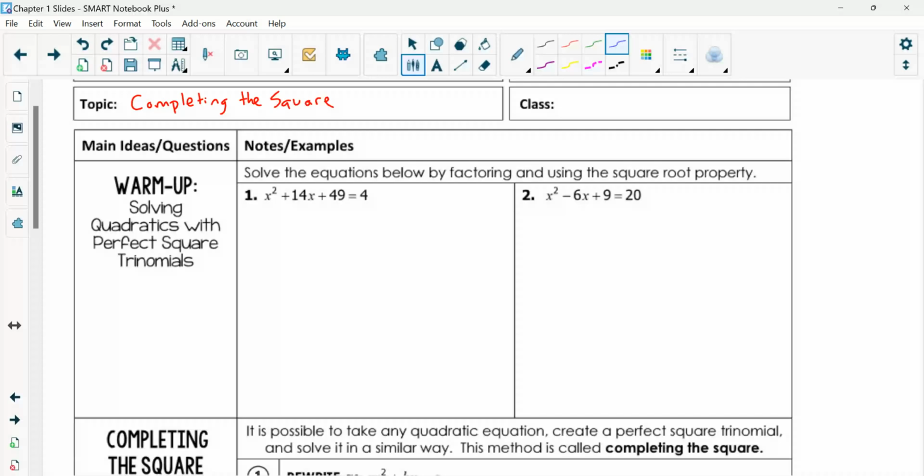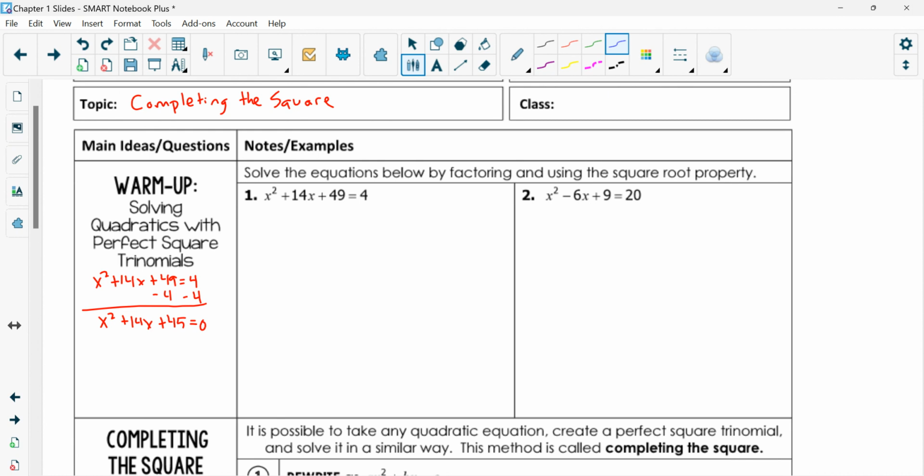All right, so normally when we do a problem like this, I'm just going to rewrite this problem over here, the same thing: x squared plus 14x plus 49 equals 4. When we solve this with factoring, we have to get it equal to 0. So we would have to subtract 4, and that gives us x squared plus 14x plus 45 equals 0.